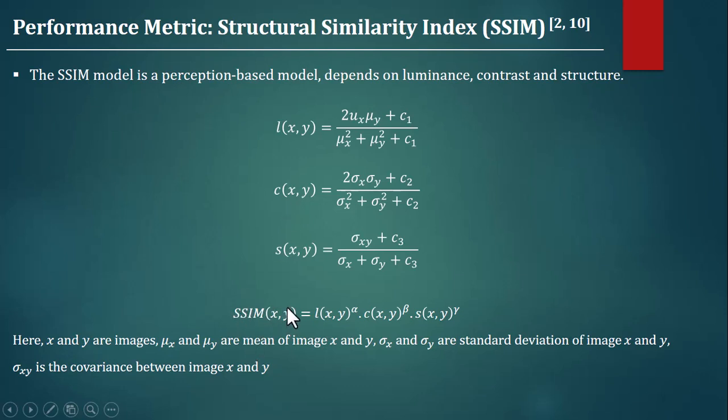And SSIM or structural similarity between these two images X and Y is defined by multiplication of all these three, L(X,Y) into C(X,Y) into S(X,Y), and we can control the weightage of each by the alpha, beta and gamma parameters. So if we are more interested in weighting the luminance parameter, then we should have a higher alpha, etc. So doing this we can compute the SSIM between these two images.